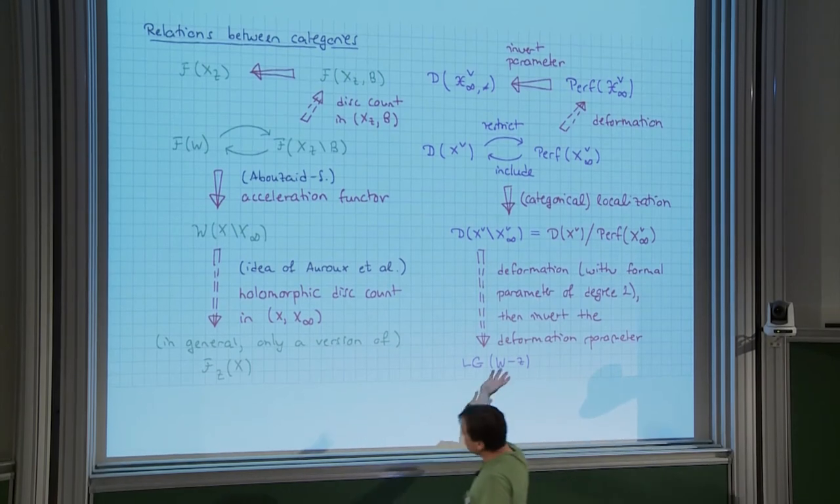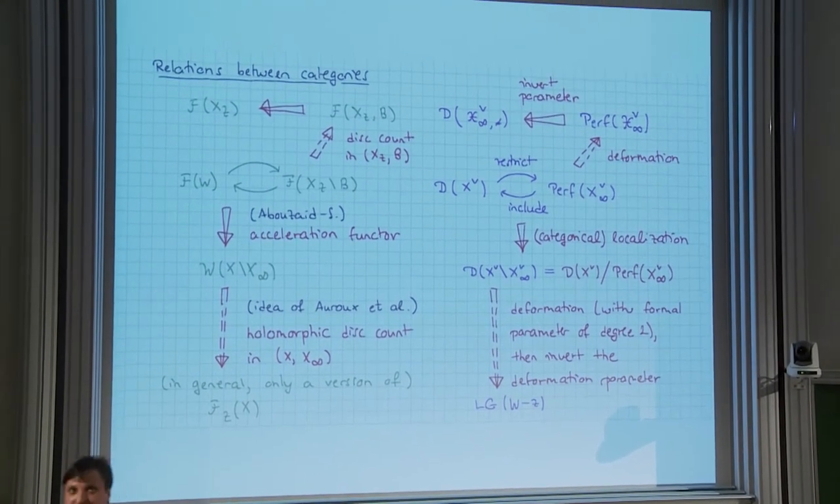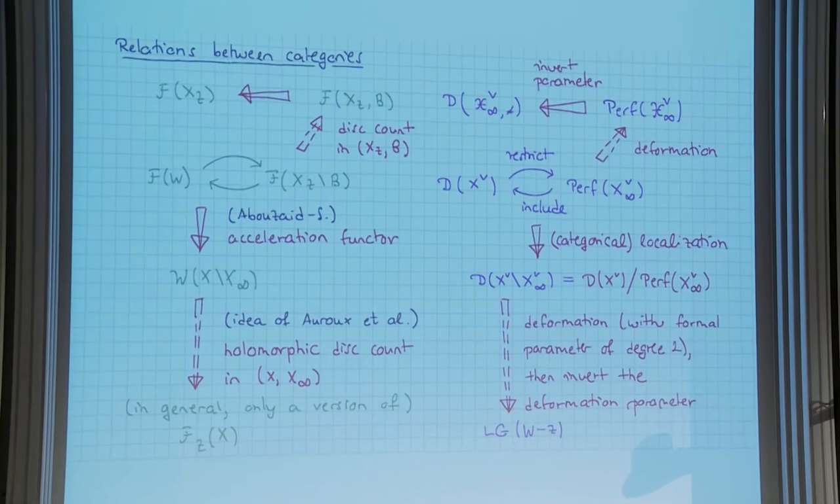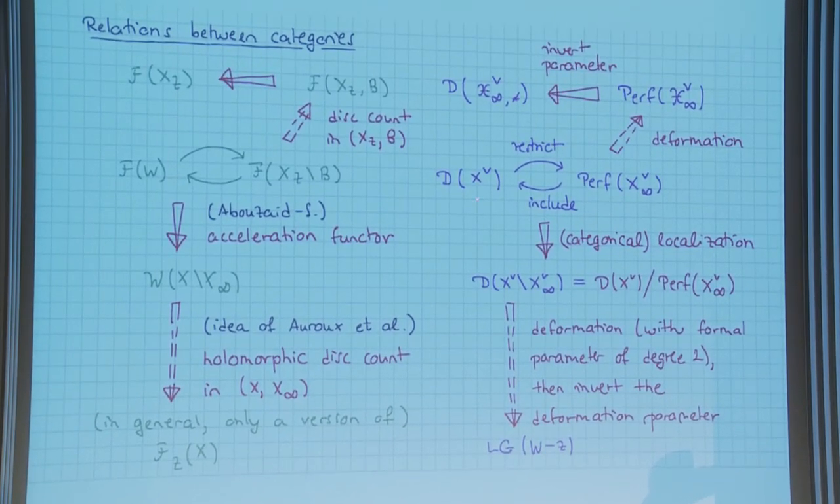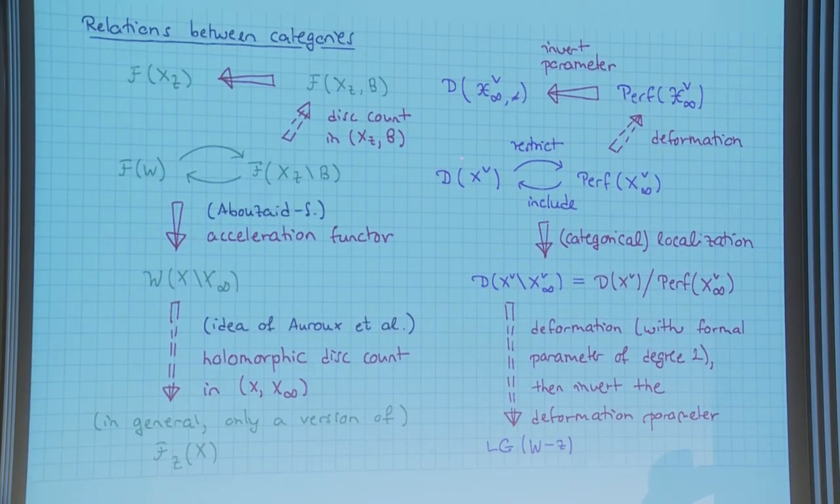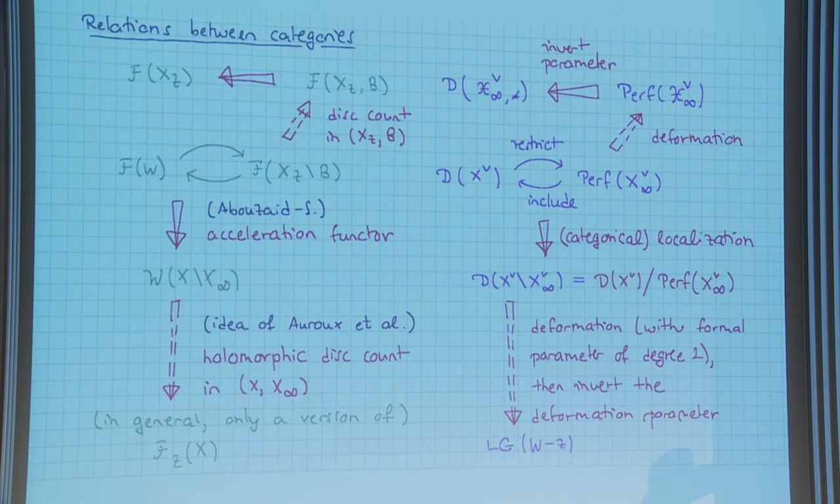So on both sides, we have all sorts of different categorical structures. How are they all related to each other? Okay, fun. Let's look at the algebraic geometry side. So we have the total space of the pencil, and we have one of the hypersurfaces, let's say the one at infinity, that's what appeared. Obviously, there are restriction and inclusion functors, okay?